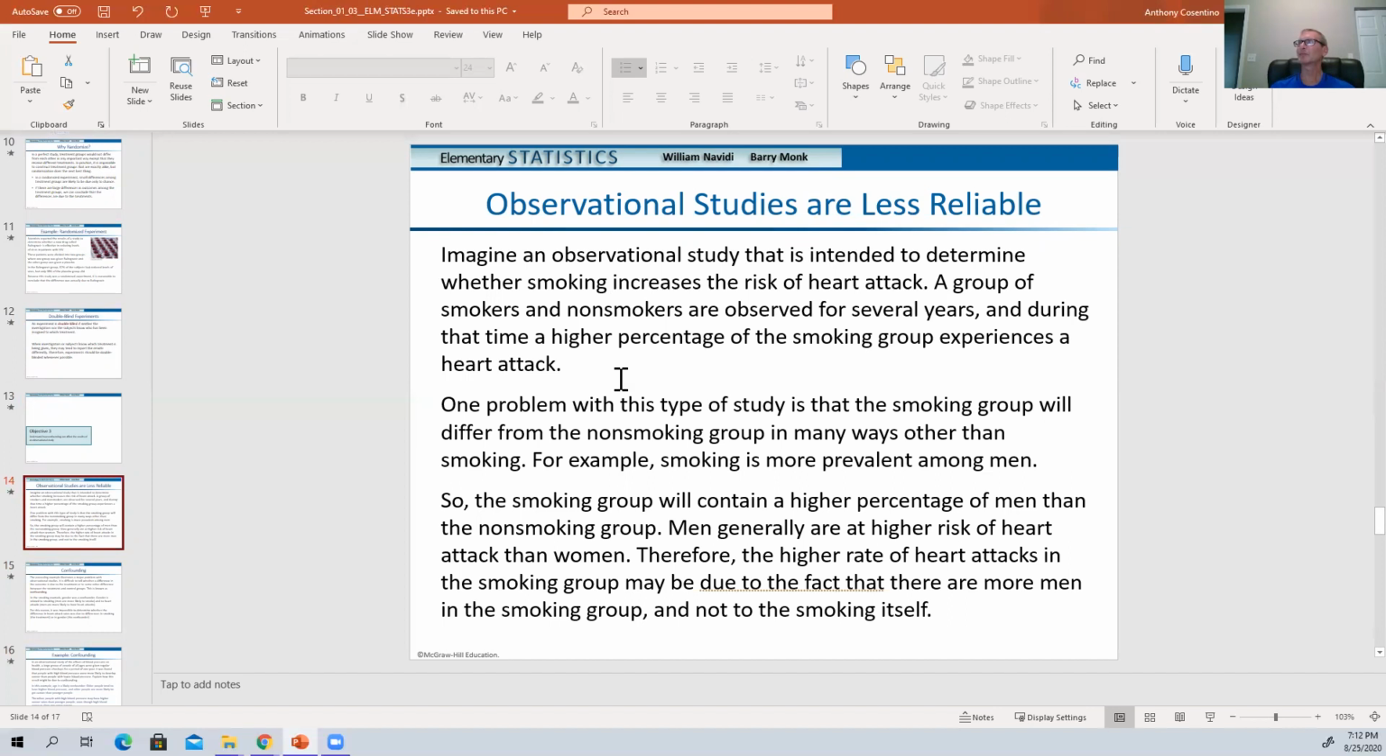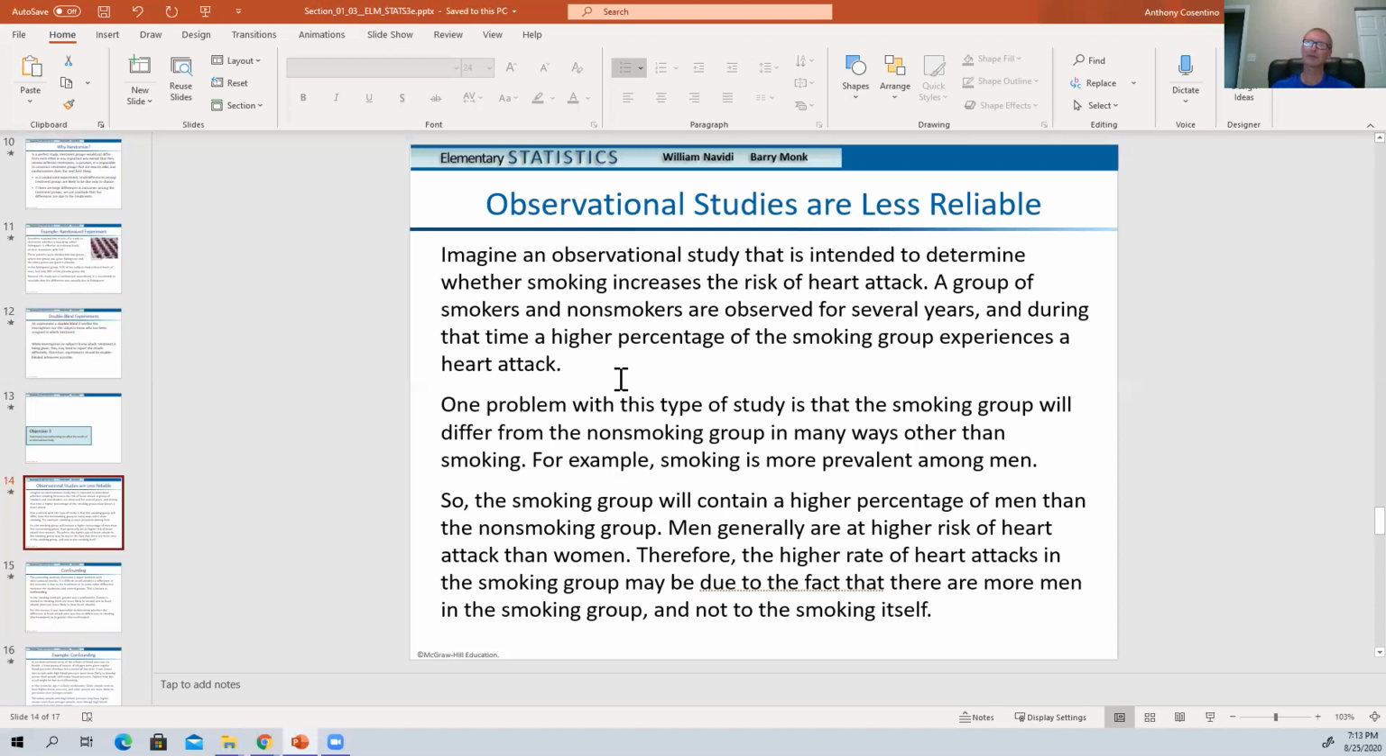This is a group of smokers and non-smokers observed for several years. During that time, a higher percentage of the smoking group experienced heart attack. What it says is, one problem with this type of study is that the smoking group will differ from the non-smoking group in more than just the smoking part of it. For example, smoking is more prevalent in men. So if you looked at the difference between the two groups, there are probably more men in the smoking group than in the non-smoking group.